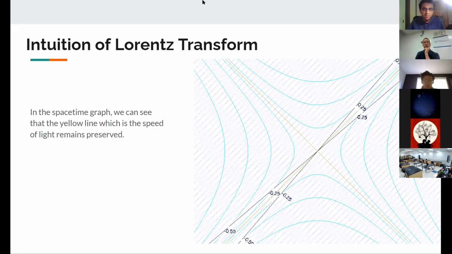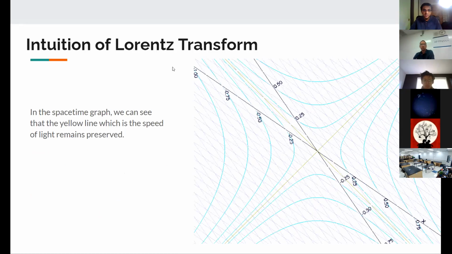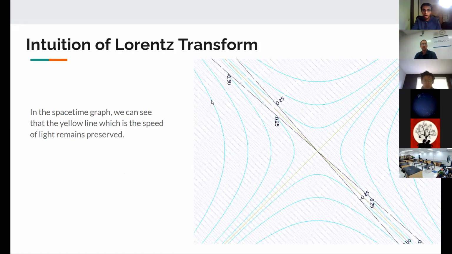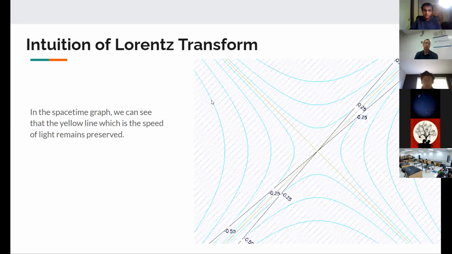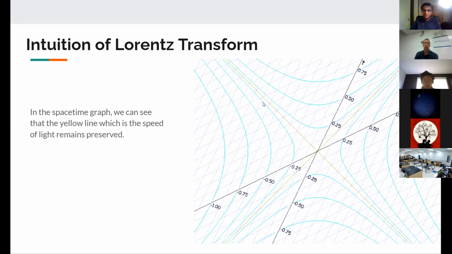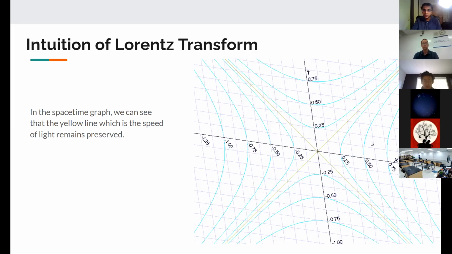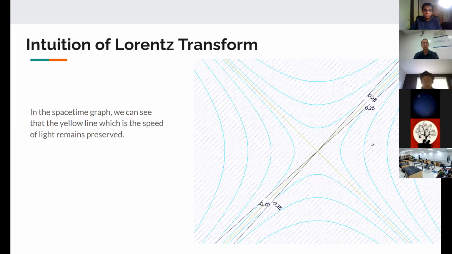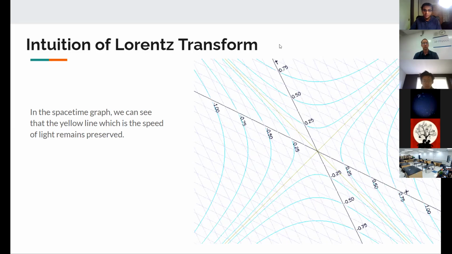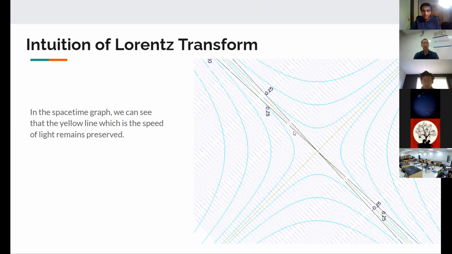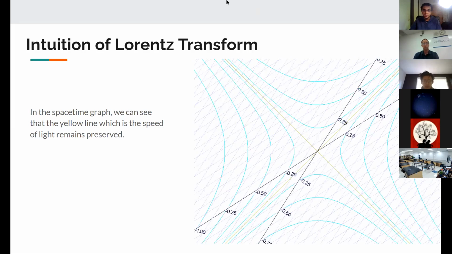This is some basic intuition regarding the Lorentz transformation. This is kind of the geometry behind the transformation. The key point here is that the speed of light is always preserved. These Lorentz transformations will always preserve the lines which are the speed of light. On the vertical axis that's moving is time, and the horizontal one refers to space.